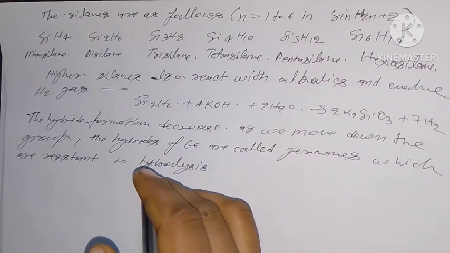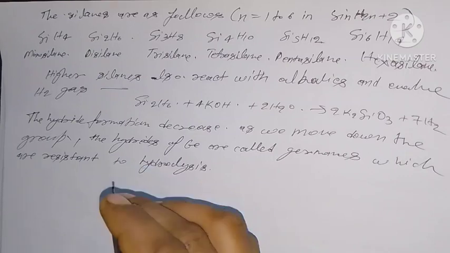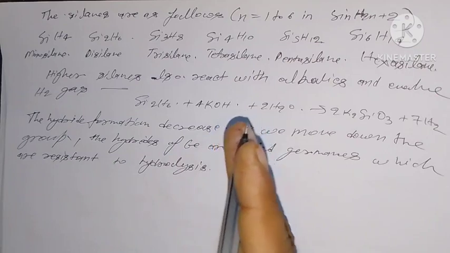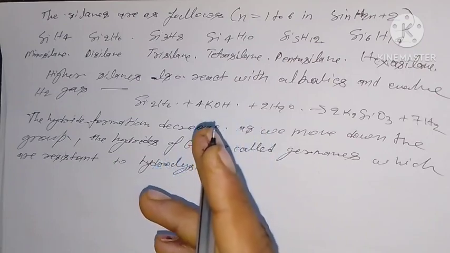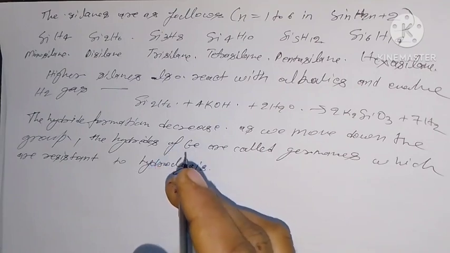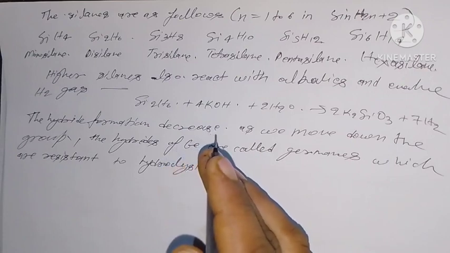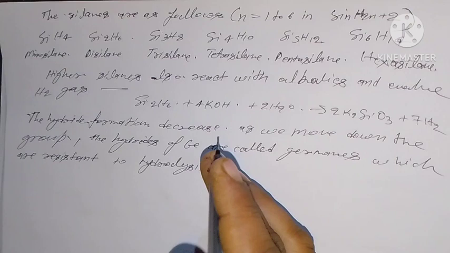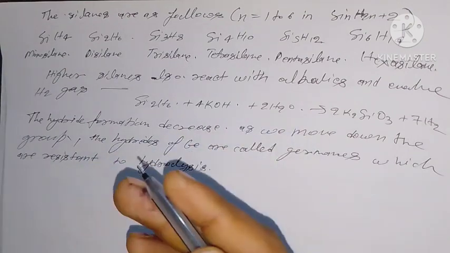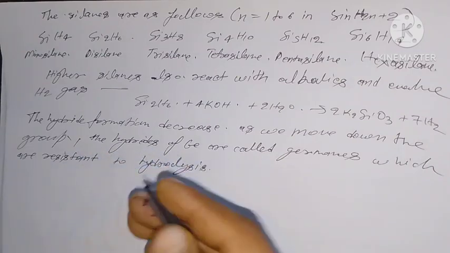Tin forms SnH4 hydride, stannane, which is obtained by the action of hydrochloric acid on Sn-Mg alloy along with hydrogen. Lead hydride PbH4, plumbane, is an extremely unstable gas. It is produced by electrolytic reduction at a small lead cathode under high current.